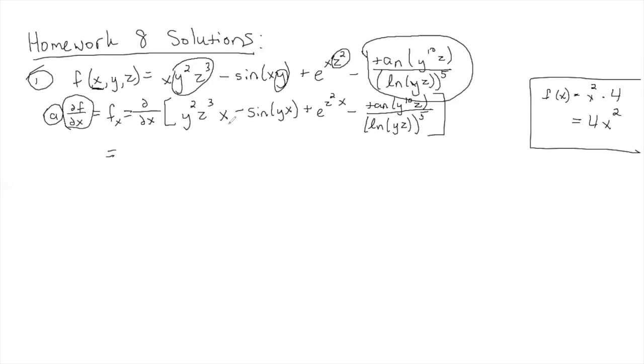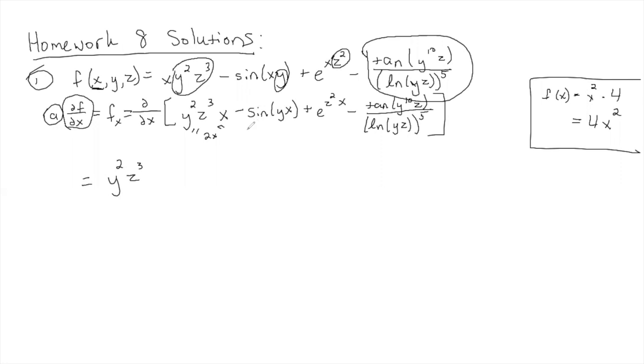Okay, so I have a constant times x. Typically I think of it as like 2 times x. Anytime I have a constant, I usually just call it a 2. So what's the derivative of 2x? It's just 2, right? I bring the power of 1 down to the front, and then I drop the power to 0. So x to the 0 is 1. 1 times 2 is 2. So I get, for the first derivative, y squared z to the 3rd.